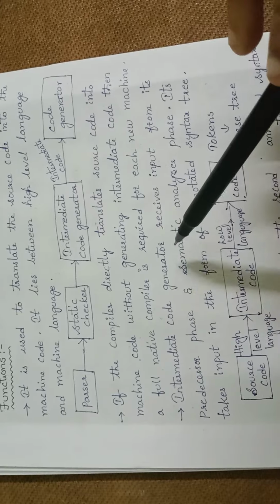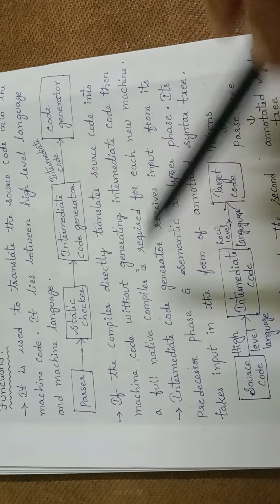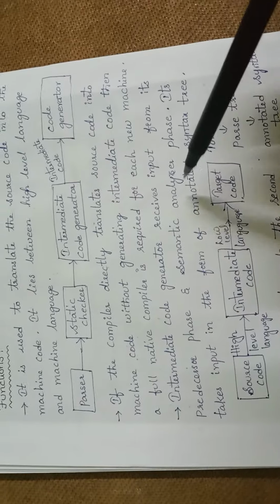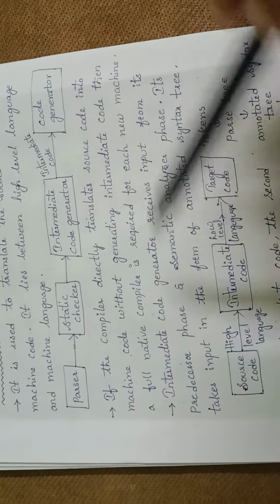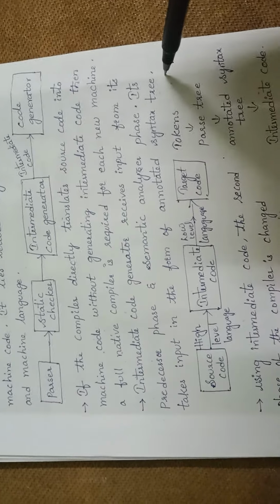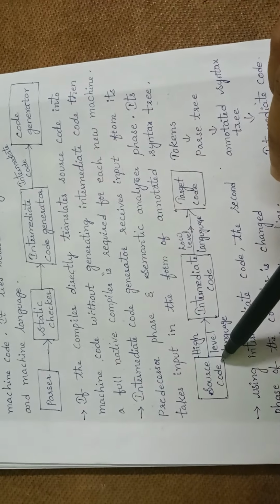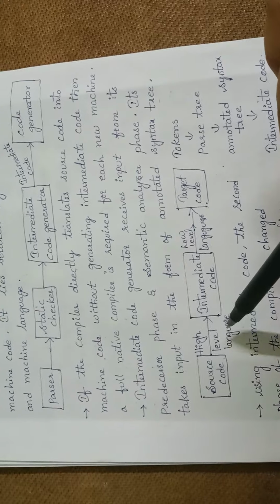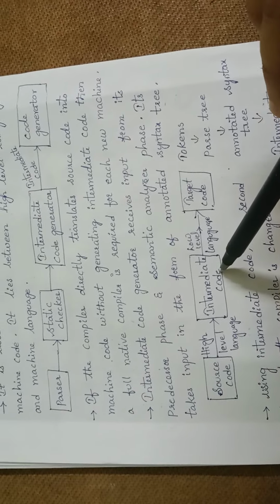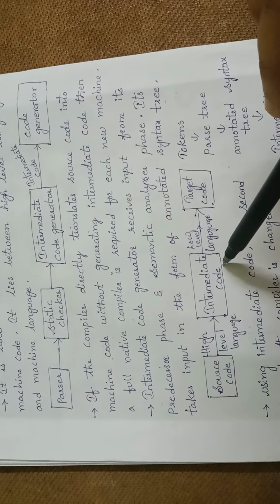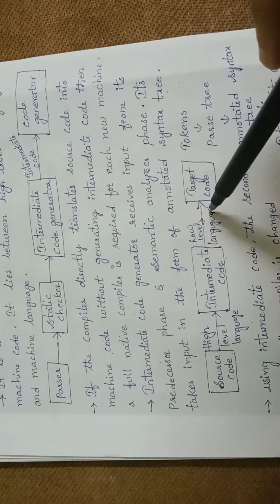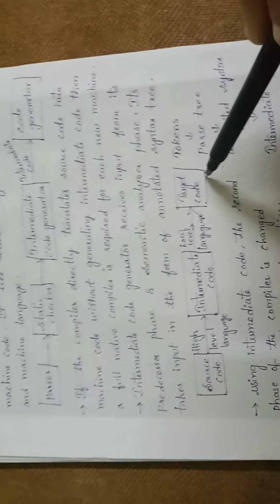The intermediate code generator receives input from its predecessor phase, the semantic analyzer phase. It takes input in the form of an annotated syntax tree. Here the source code, which is written in a high level language, is given as an input to the intermediate code generator. It will translate it to a low level language, that is nothing but the target code.